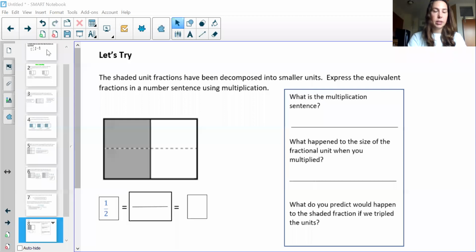I'm going to share my screen with you, and we're going to start on the new learning for week 5. So if you can get out your packets while I'm sharing my screen, that would be great. Whoops, let's go back to the top.